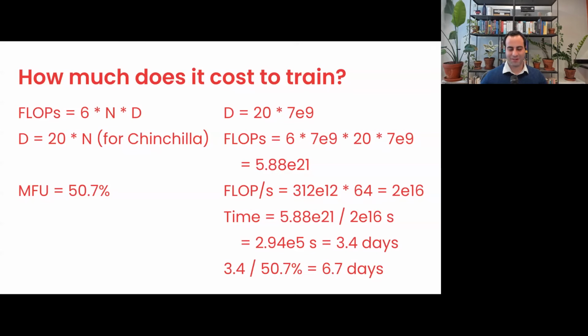And a lot of people at a lot of places who are building LLMs sweat the details of getting another percentage point here and another percentage point here, because it dramatically changes how long it takes. If you could get this to 100%, you'd halve the training time. That would be fantastic. So that's what I wanted to say about training cost.